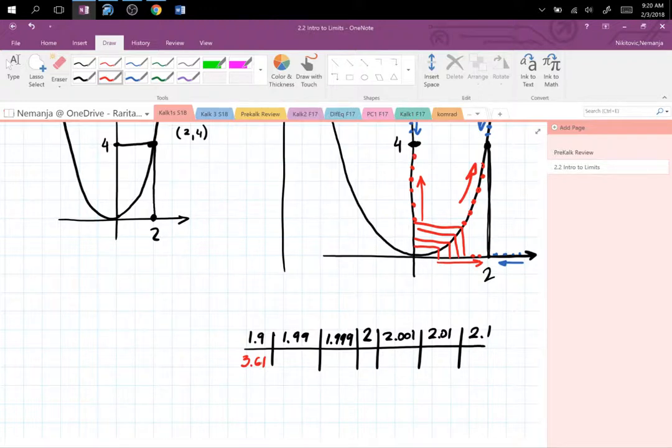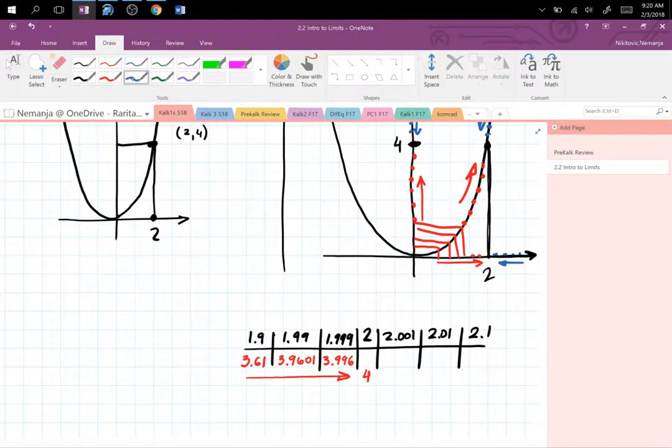And then you have your 1.99 squared, which is 3.9601. And then you have your 1.999 squared, and that is 3.996. So if you observe the trend of these numbers, I'm getting closer to 4 all the time. So the red ones are saying I'm going to 4.